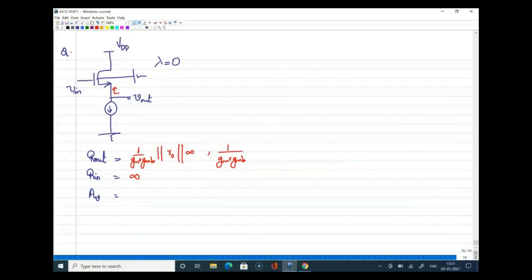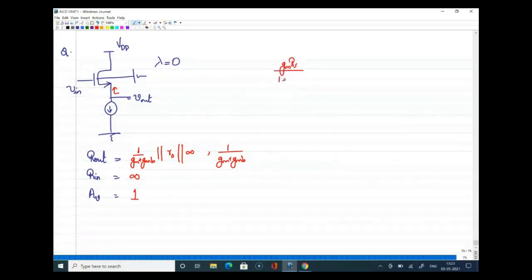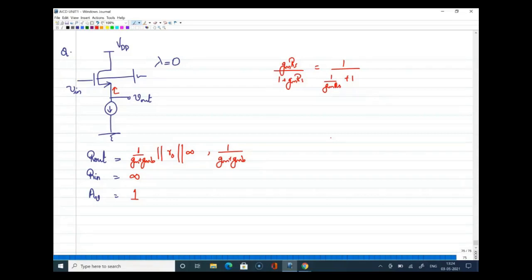And what about voltage gain? Ideally, voltage gain is very closely equal to 1. I know that it is GMRS by 1 plus GMRS, or I will say it is 1 by GMRS plus 1. So what you have in terms of RS is infinity, so your voltage gain is very closely equal to 1. Now R out is 1 by Gm plus GMB, which is actually a very small value. So your voltage gain is equal to 1, R in is equal to infinity, and R out is a very low value.